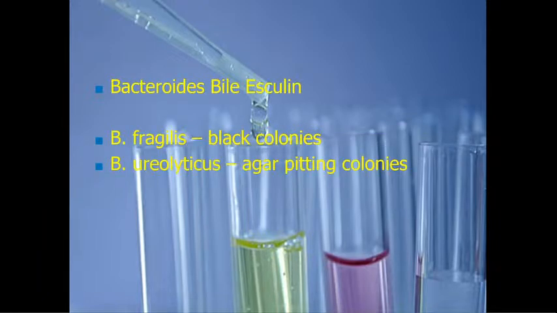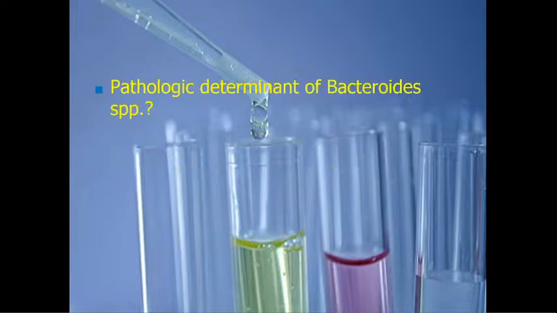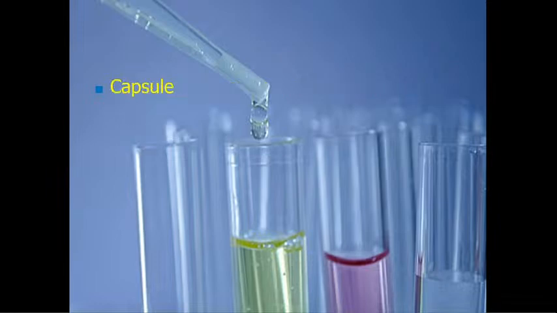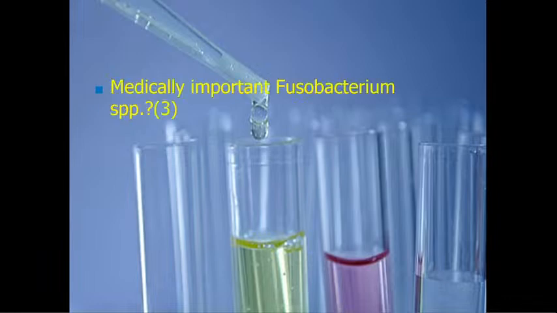Okay, now let's talk about pathogenic determinants. The most important pathogenic determinant of Bacteroides species is, of course, the capsule. Let's talk about a different species of microorganisms. We're going to talk about the Fusobacterium.